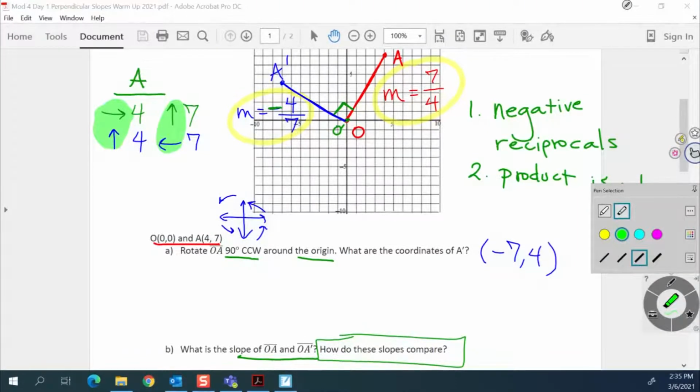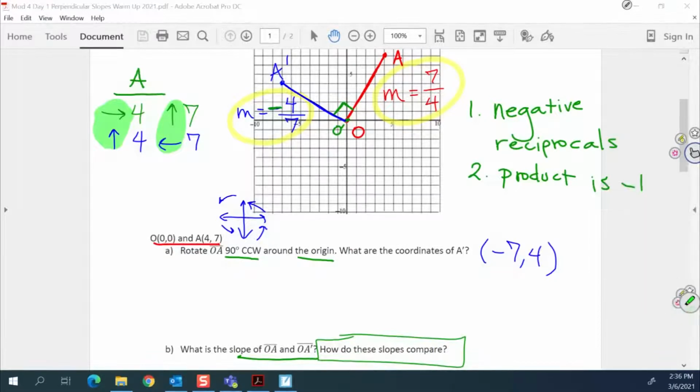And that will always happen because to get a 90-degree angle, one must be negative and one must be positive. So you'll always have one of them that'll switch from negative to positive or positive to negative as the direction for the slope goes. So that's what happens and why it happens.